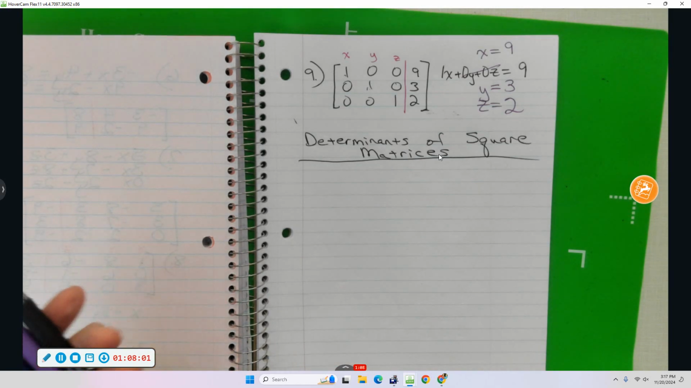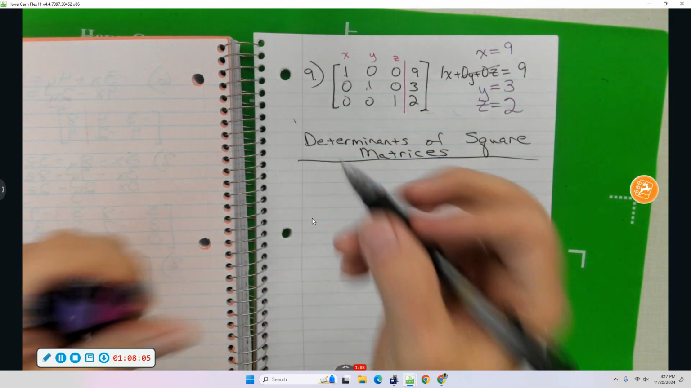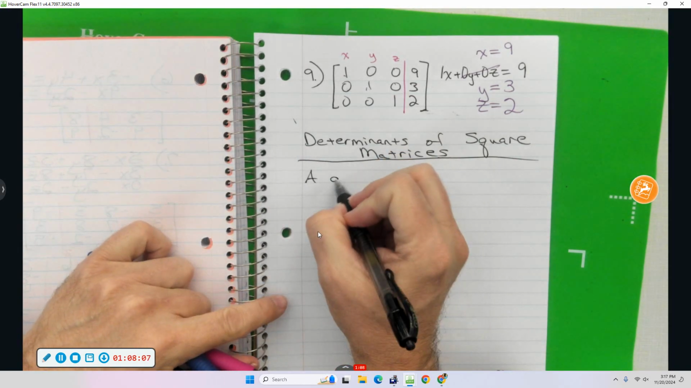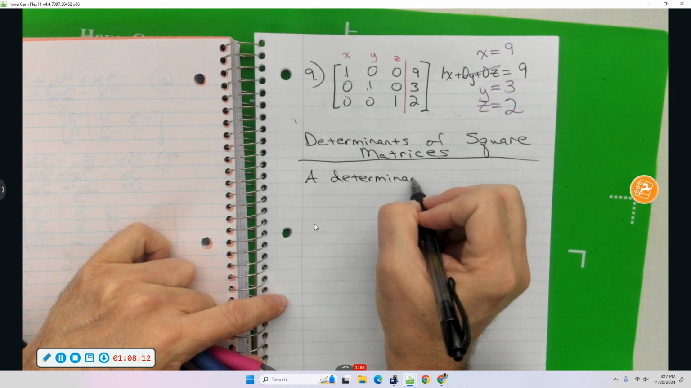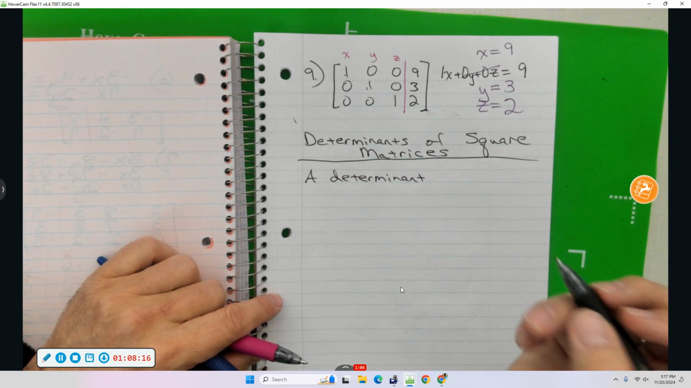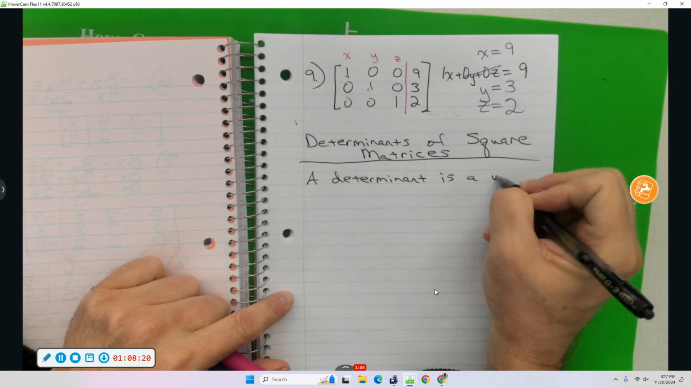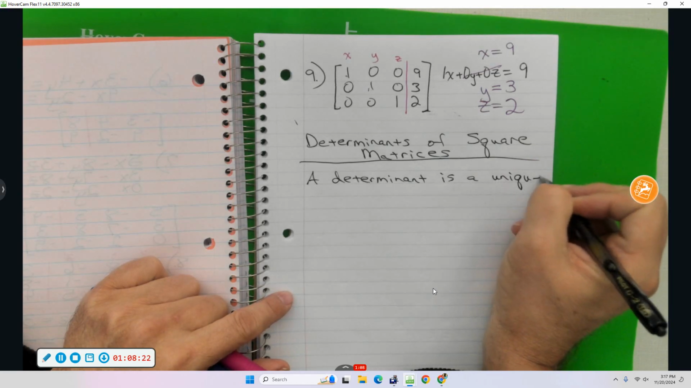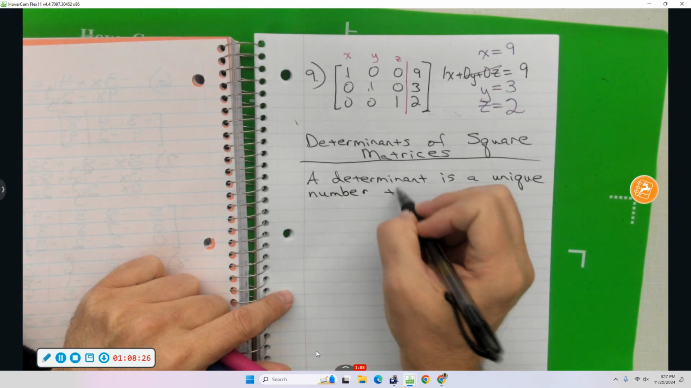A determinant is a unique number assigned only to square matrices. Each square matrix has a unique number called a determinant. I'll say a determinant is a unique number that is applied.